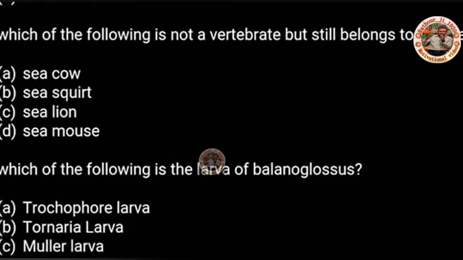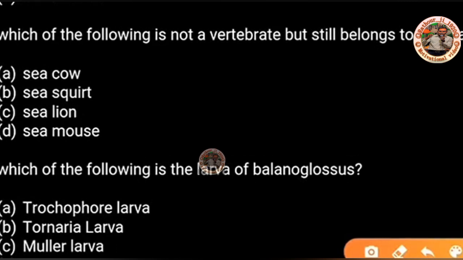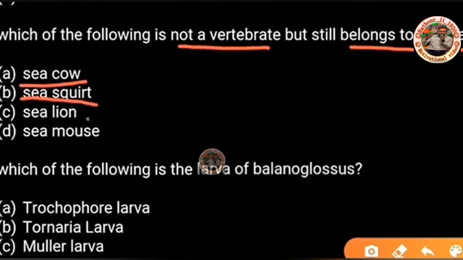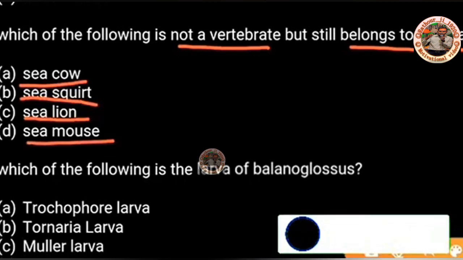Question 23. Which of the following is not a vertebrate but still belongs to chordates? Option A, sea cow. Option B, sea squirt. Option C, sea lion. Option D, sea mouse.